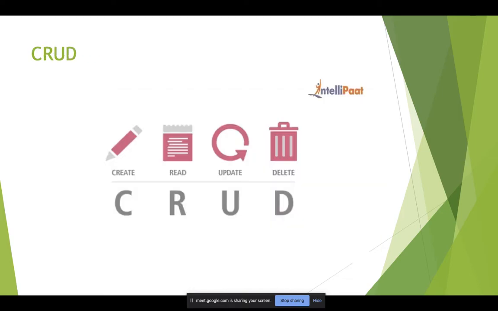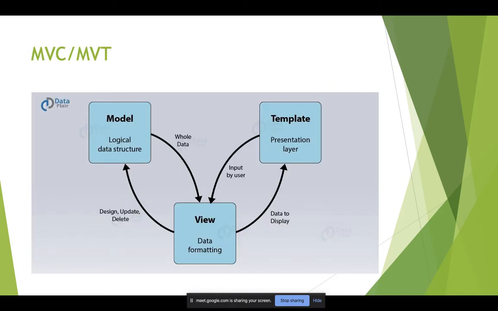So that is CRUD. And then we come to MVC, MVT. MVC stands for Model View Controller, and MVT stands for Model View Template. All the web frameworks like Node.js, which uses Express, or Django, are based on these principles of MVC or MVT, Model View Template, Model View Controller. When we come to the code, these things will become more clear.